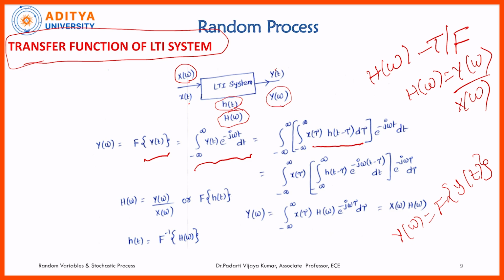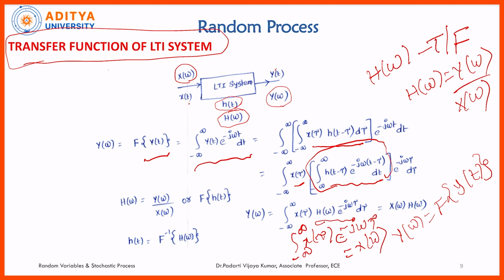Now I am separating the input signal and taking inside h of t minus tau. This is mathematically again equal to H of omega. Y of omega is equal to integral of x of tau, h of omega, e power minus j omega tau d tau. Again, x of tau into e power minus j omega tau is mathematically equal to X of omega. So Y of omega is equal to X of omega into H of omega. So H of omega is nothing but Y of omega by X of omega, which is nothing but the transfer function.